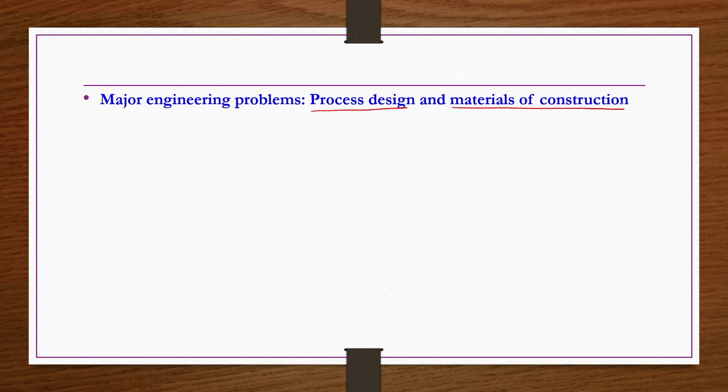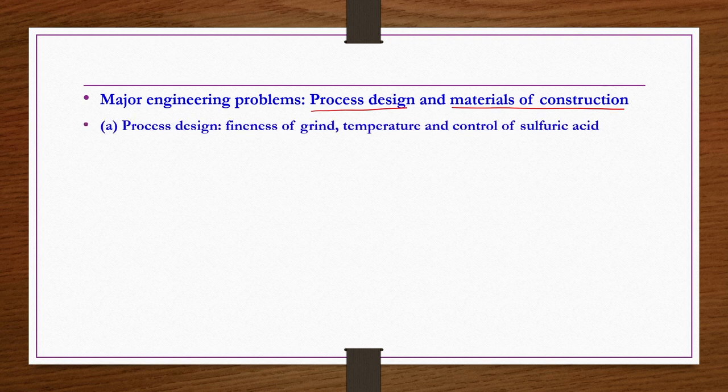These are the two important parameters that one should be careful about while designing this plant as well as operating this plant. Under the process design, fineness of grind, temperature, and then control of sulfuric acid is important, because you are producing a phosphoric acid which is less expensive compared to the concentrated sulfuric acid. Using an expensive sulfuric acid, you are producing a cheaper phosphoric acid, so it has to be properly mitigated, right? The sulfuric acid utilization has to be done properly. So that is again one of the important engineering problems in such phosphoric acid production plants.